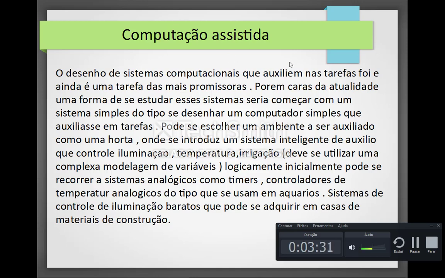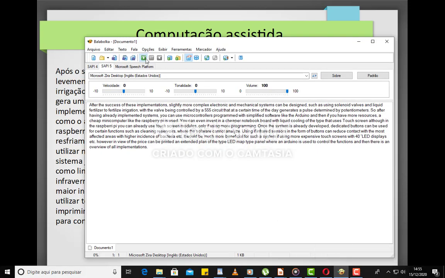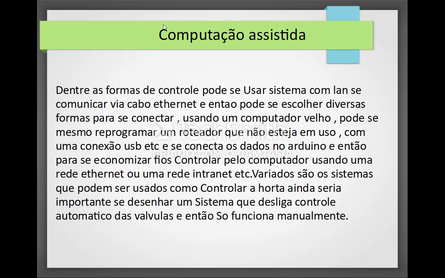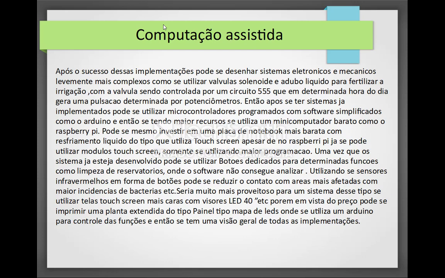Analog temperature sensors of the type used in aquariums. Cheap lighting control systems that can be purchased in building materials stores. After the success of these implementations, slightly more complex electronic and mechanical systems can be designed, such as using solenoid valves and liquid fertilizer to fertilize irrigation, with the valve being controlled by a 555 circuit that at a certain time of the day generates a pulse determined by potentiometers.